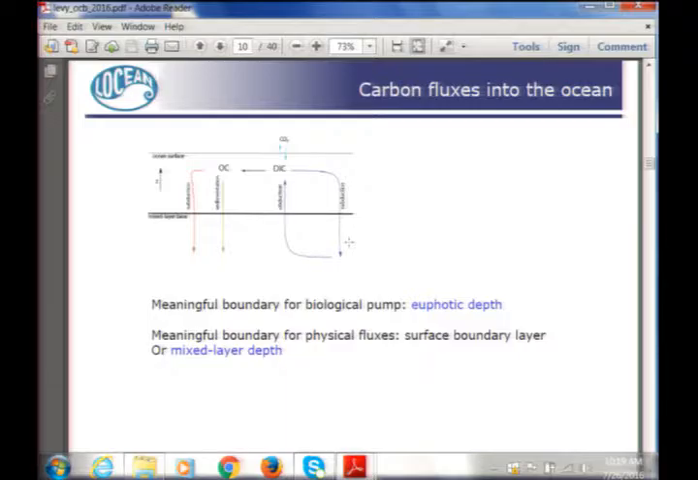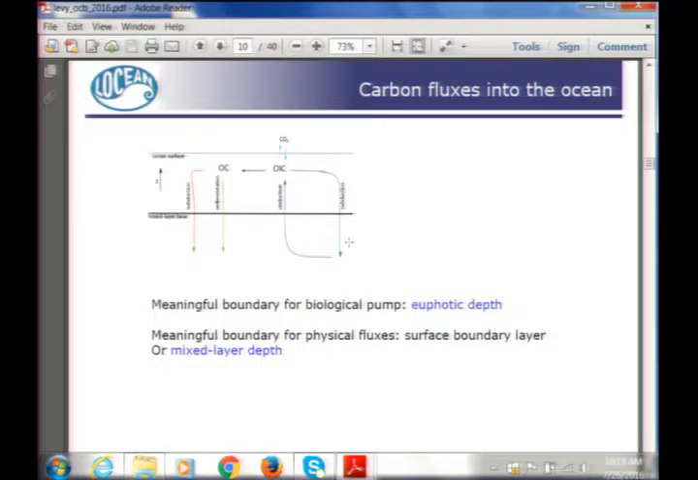Just one detail which is important is what is the meaningful boundary when we think of fluxes between the surface and the deep ocean? My belief is that there is no meaningful boundary, and that what we should really aim at is to have a full description of the vertical change of the flux. The flux is changing with depth, and that's what we need.